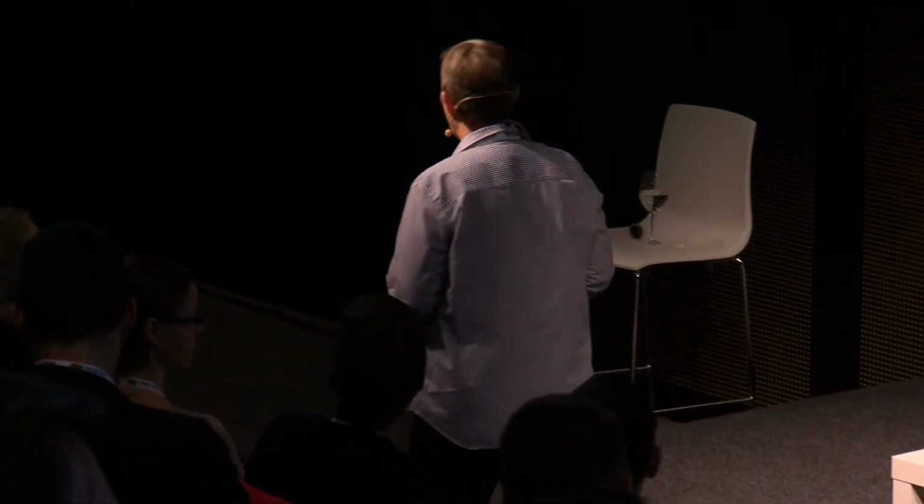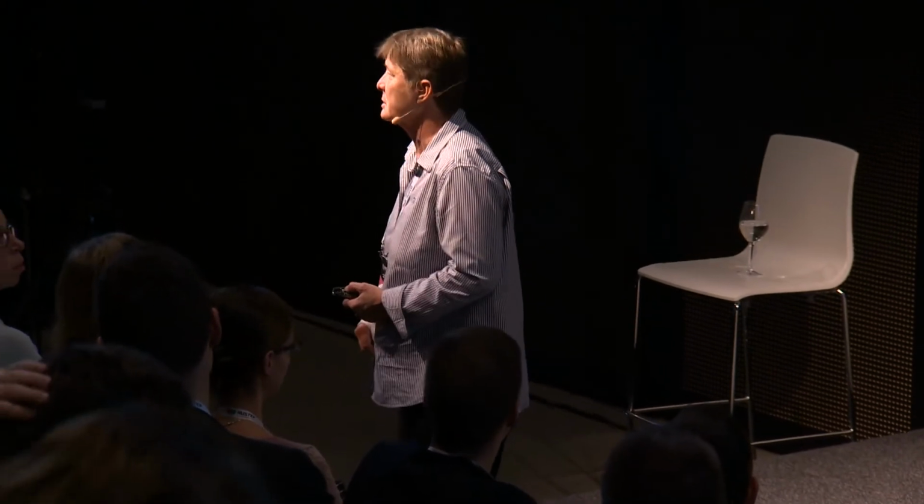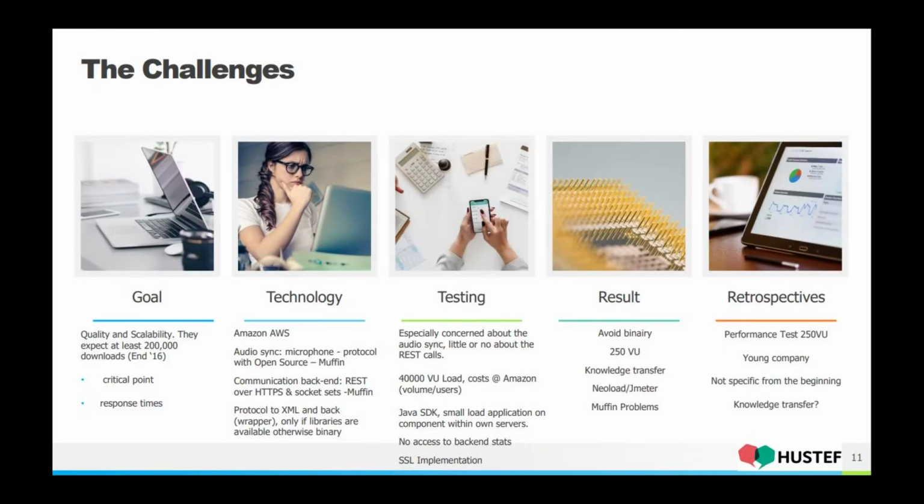Now, the goal itself was they want to have quality and scalability. That was primarily their wishes. But especially with 200,000 downloads, and this was end of 2016. Is there something missing here? 200,000 downloads. What time frame?